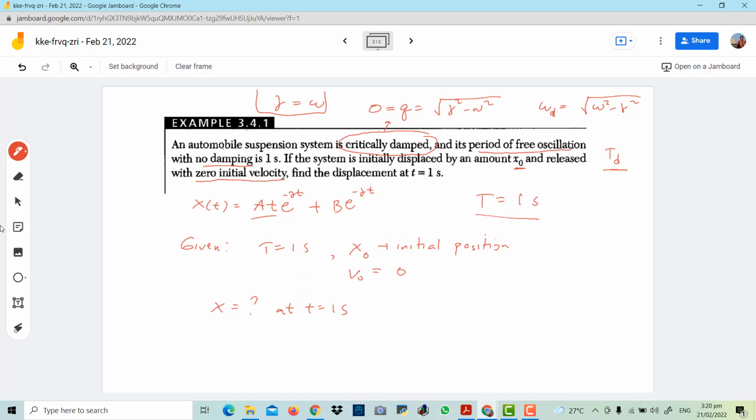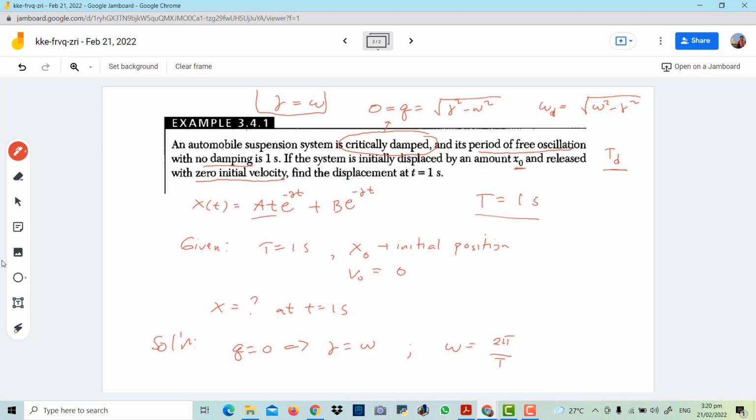Okay, this is very simple. You have to take note that the system is critically damped. So it means that, to solve for x, q is equal to 0. Okay, it means that your gamma is equal to omega. Your damping factor is just equal to your angular frequency. And we know that omega, in terms of period, is just equal to 2 pi over T. Right? Omega is just equal to 2 pi over the period.